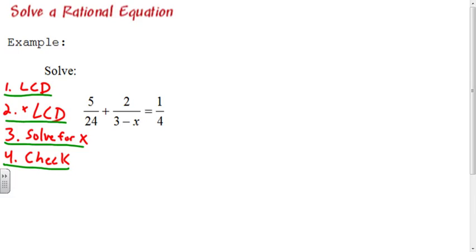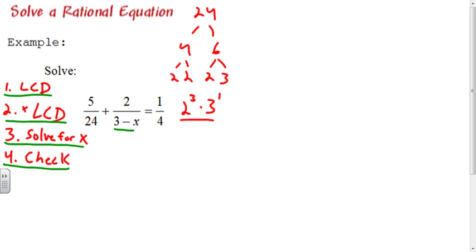So let's go ahead and find the LCD. First things first, 24 breaks down into, let's say 24 is 4 and 6. 4 breaks into 2 and 2. 6 breaks into 2 and 3. So we would say that the prime factorization of 24 is 2 to the 3rd power, 2 cubed, times 3 to the 1st power. Our next denominator was 3 minus x, which actually just stays 3 minus x. That's as low as we can factor that. And our last one is 4, which breaks into 2 and 2, so we'd say it's 2 squared.